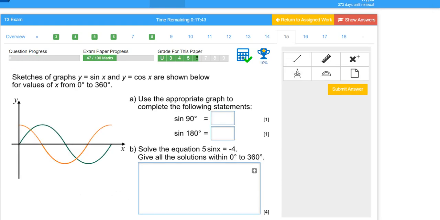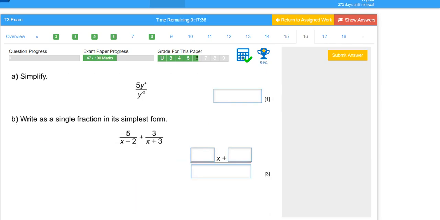What about question 17? Sine and cosine, we haven't done it. Don't worry about it, it doesn't matter. Question 16. We've got a little bit of simplification. Part B, we can't do, but part A we can do: 5y to the 4 divided by y to the minus 2. We learned all manner of really useful laws to do with working with indices.